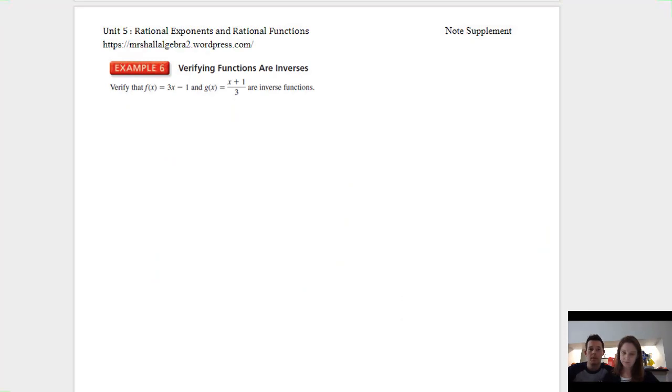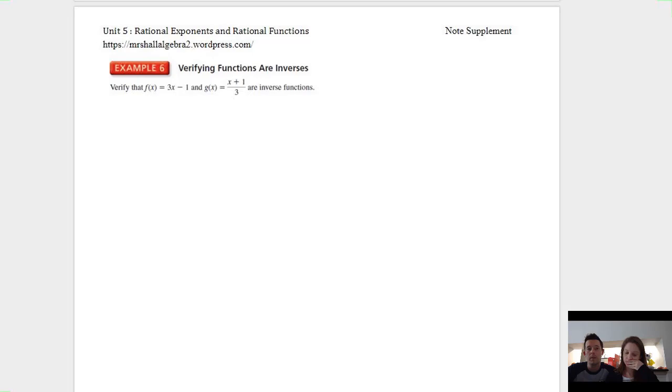Here's example 6, verifying that functions are inverses. Verify that f of x equals 3x minus 1, which is the function we just worked with, and g of x equals (x plus 1) over 3 are inverse functions. Well, we already showed you how to get the inverse function. We now need to prove that these are inverse functions.